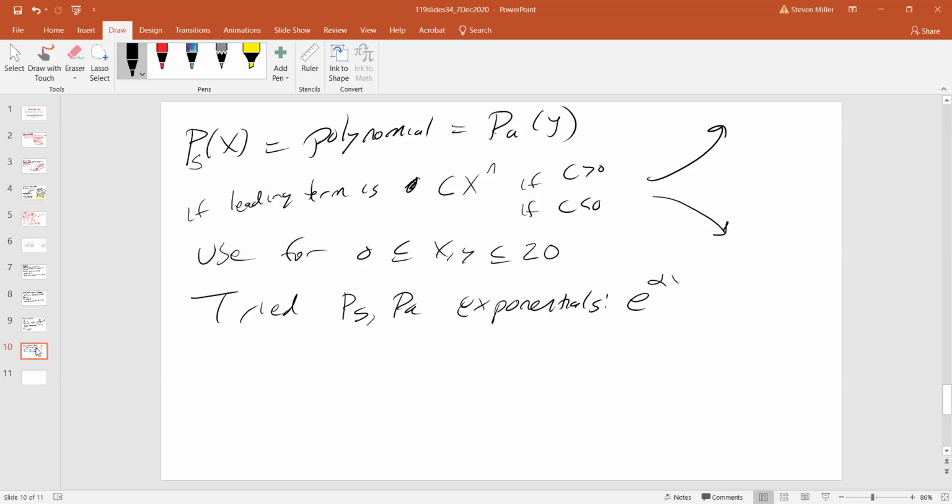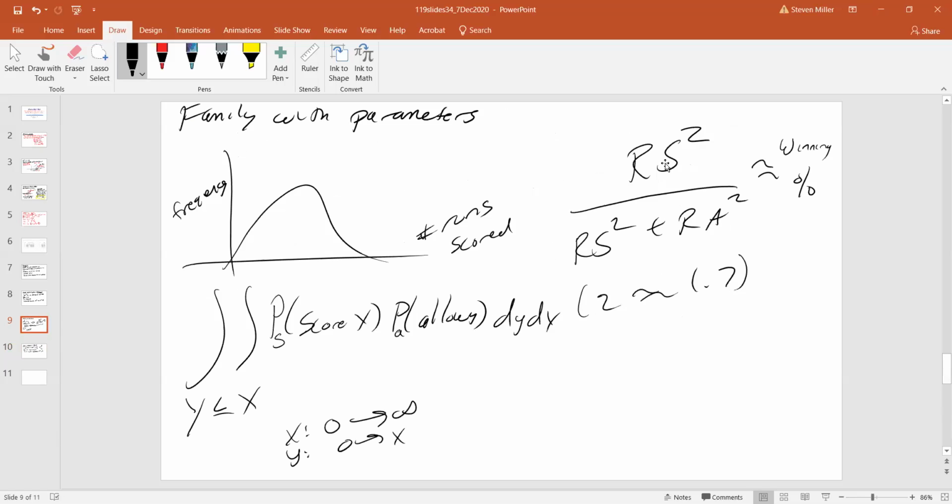e to the alpha x, e to the beta y. And in situations like that, I was able to do the integrals in closed form. And what was nice is I actually got the Pythagorean formula. Instead of an exponent of 2, I got an exponent of 1.